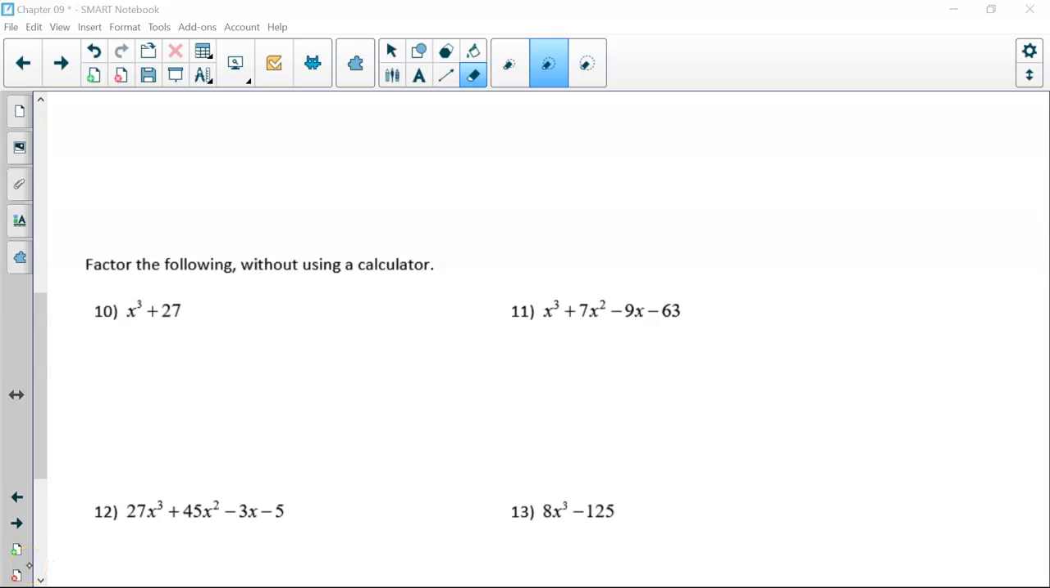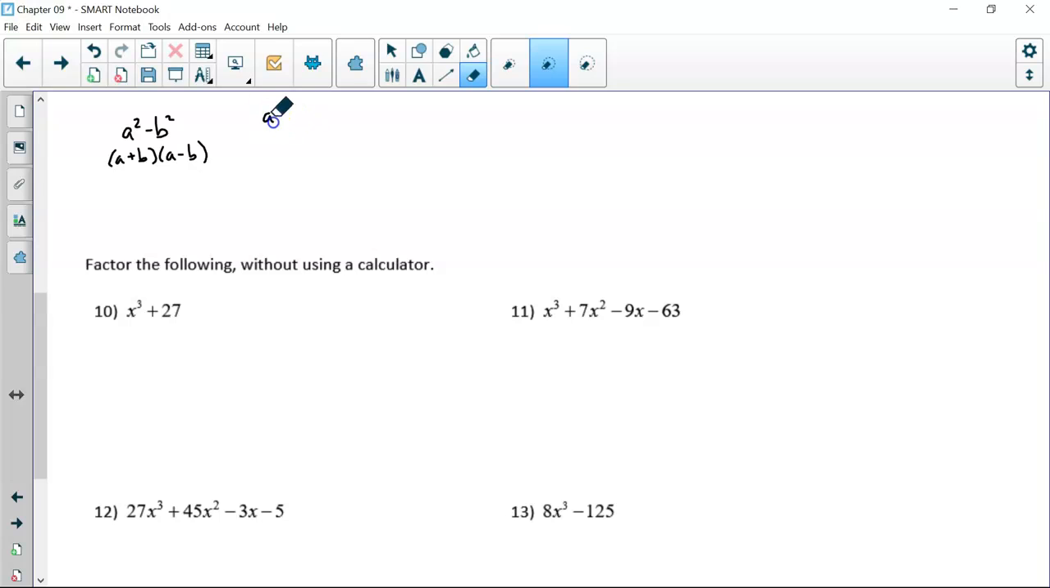Welcome back to our final section of Chapter 9, 9.3.3. We're going to be talking about factoring polynomials using some special factoring patterns. Now, the factoring patterns we want to be reminded of: a squared minus b squared. When you factor that, you get a plus b times a minus b. That's a very common one.